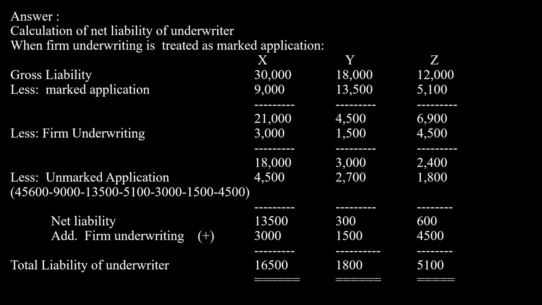After allocating the unmarked application, finally we'll add back the firm underwriting for X, Y, and Z separately. When you add the firm underwriting for X, the net liability for X works out to 16,500. When you add the firm underwriting for Y, the net liability works out to 1,800 shares for Y. When you add the firm underwriting for Z, 4,500 shares, the net liability of Z works out to 5,100. So these are the net liabilities of the underwriters when the firm underwriting is treated as marked application.